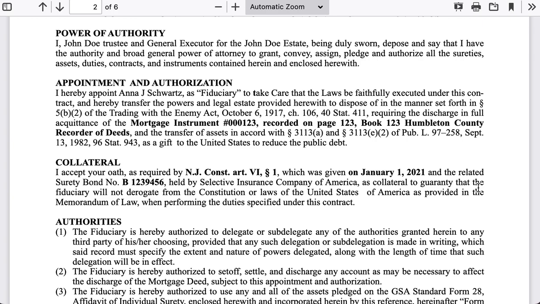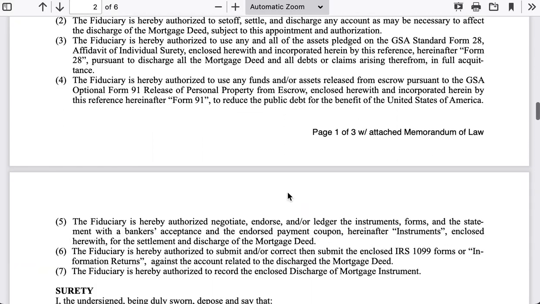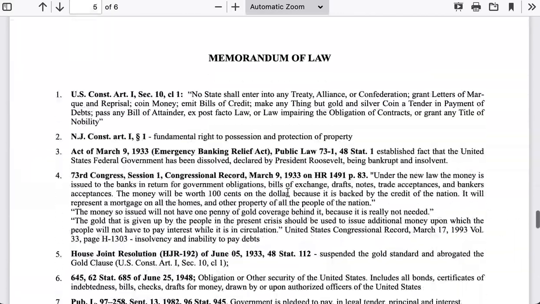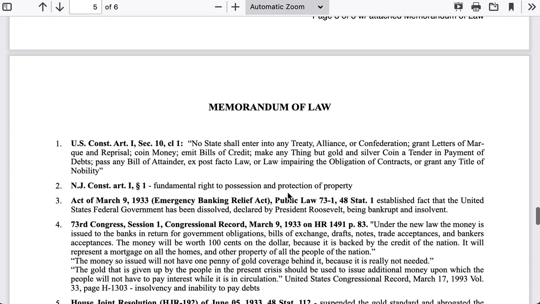that's collateral. We'll save that for a different video. We'll just line this up with the UCC, right? But anyway, this was the preceding fiduciary appointment and authorization contract that will go with your instruments. Then we had a memorandum of law.